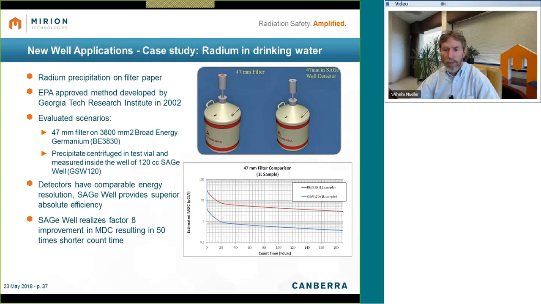And you saw the same curve before because I used it as an example. A factor of 8 improvement, nearly an order of magnitude, with a 50x reduction in counting time by using that SAGE well for the same sample.